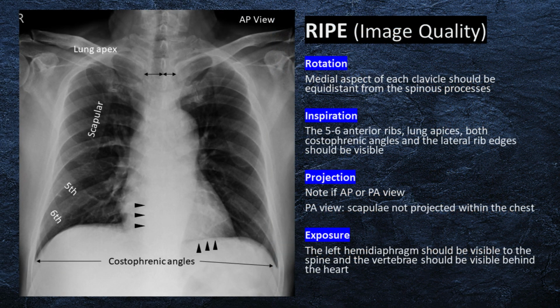The RIPE mnemonic. R. Rotation. The medial aspect of each clavicle should be equidistant from the spinous processes. I. Inspiration. The fifth and sixth anterior ribs, lung apices, both costophrenic angles and the lateral rib edges should all be visible. P. Projection. Note if the film is antero-posterior, AP view, or postero-anterior, PA view. If the scapulae are not projected within the chest, it's PA view. E. Exposure. The left hemidiaphragm should be visible to the spine, and the vertebrae should be visible behind the heart.